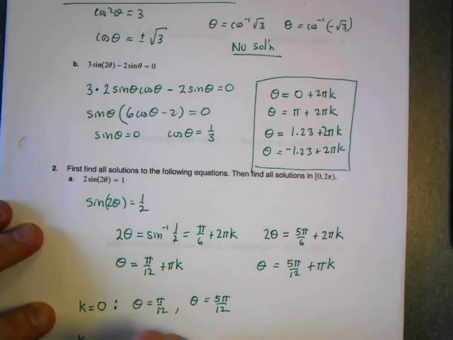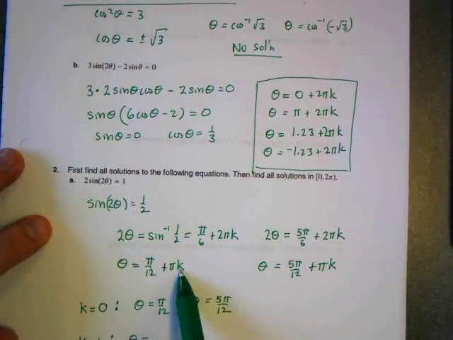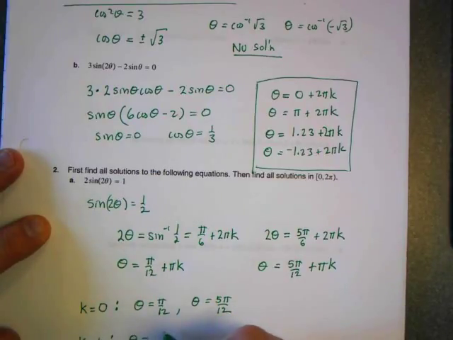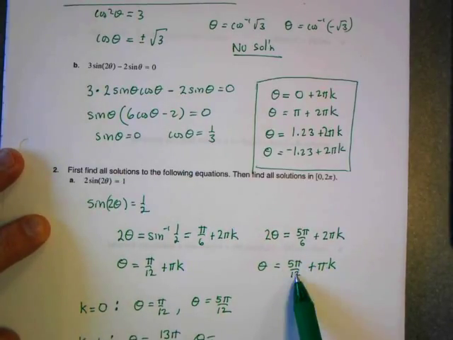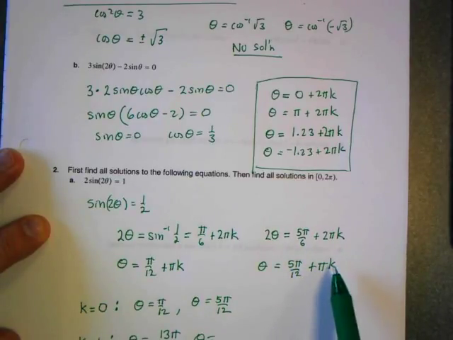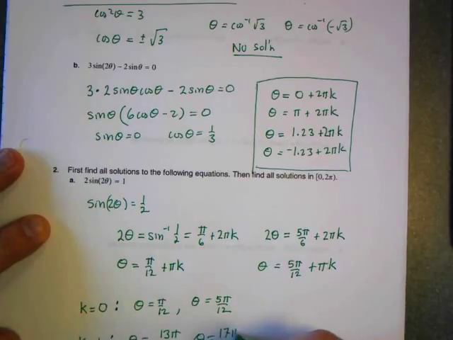Plug in 1. K equals 1. That will give me theta equals pi over 12 plus pi. Pi is 12 pi over 12, so pi over 12 plus 12 pi over 12 is 13 pi over 12. And I plug in 1 over here, 5 pi over 12 plus 12 pi over 12, that's 17 pi over 12.